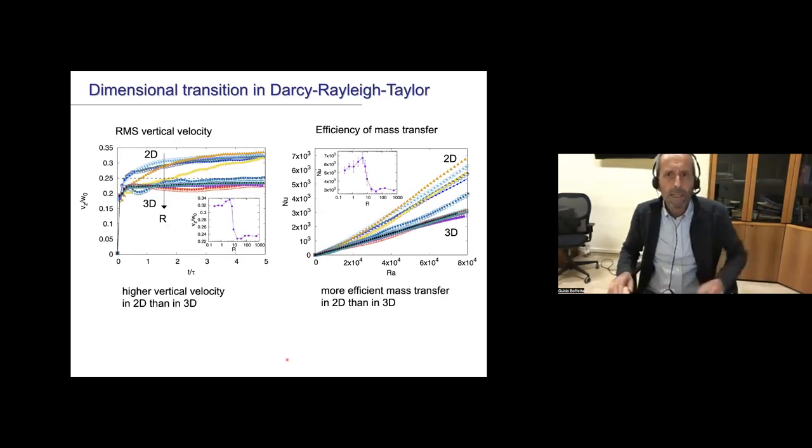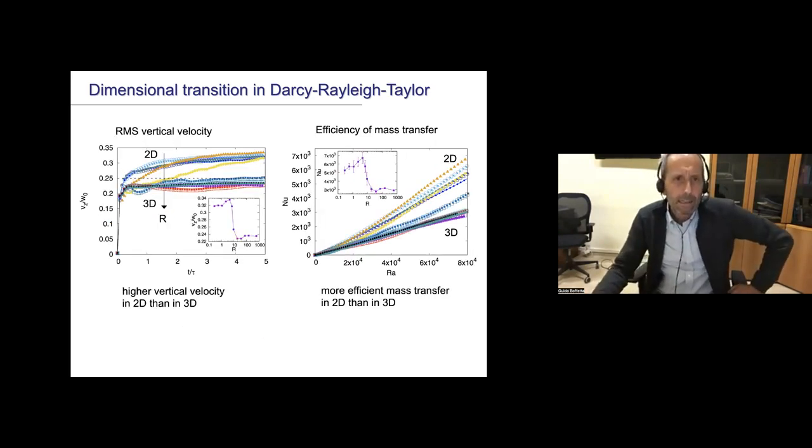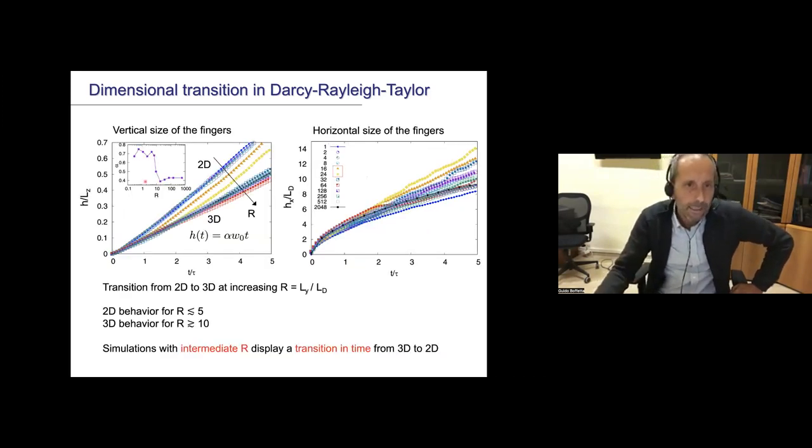And this is even more clear if we look at the RMS of the vertical velocity. The vertical velocity reaches a stationary state, which is of order W naught. In two dimensions it is faster, so all the lines collapse on this higher plateau. In three dimensions, we have another plateau. And for these intermediate runs, we see very clearly that there is a transition time which moves from three dimensions to two dimensions. So what I want to tell you in the few minutes that I have now, I forgot to show you the inset here. So the transition is remarkably sharp, okay?